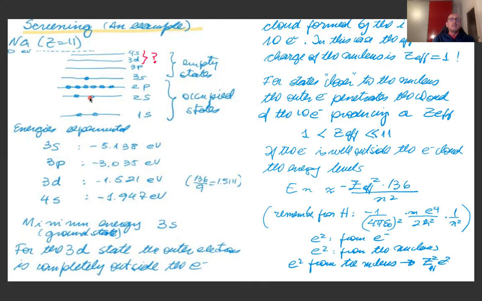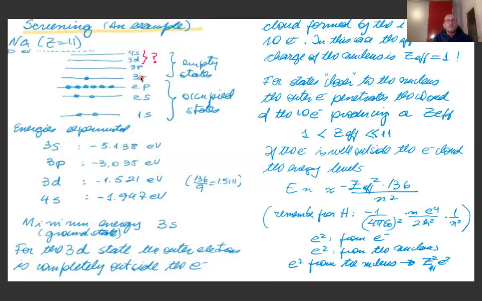If that's the case, then the energy of the 3s state should be 13.6 divided by 9, which is equal to minus 1.511 electron volts. But if I look here, these are the experimental energies. This gives me a value which is minus 5.138. What does that mean? It means that my model is not correct. There's something wrong, and the incorrect part of my model is assuming that the screening is perfect. The screening is not perfect.